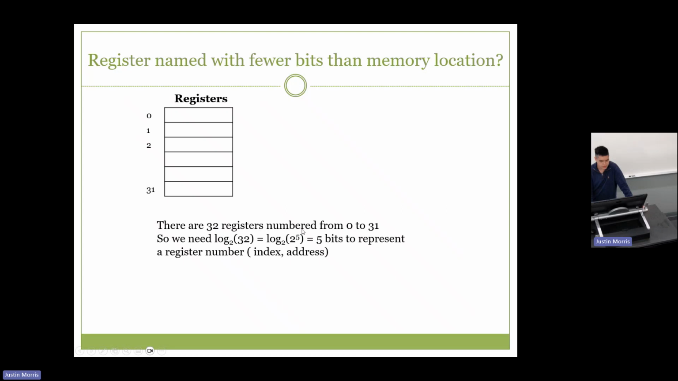So here it is, 32 registers. We have 32 locations, so we need log base 2 of 32, which is 5.